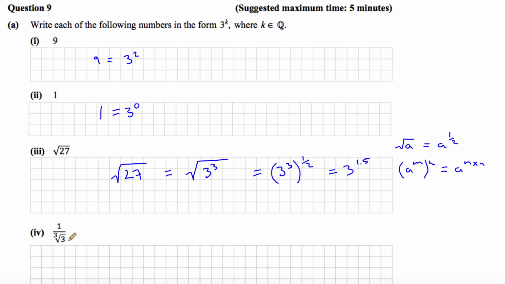Number 4, 1 over the cube root of 3. Okay, so 1 over the cube root of 3, well, that's equal to 1 over 3 to the power of a third. The cube root of a number can be written as that number to the power of a third. And then if we have 1 over a base to a power, we can use the rule in our tables book. 1 over a to the power of p is equal to a to the power of negative p. So 1 over 3 to the power of a third is equal to 3 to the power of negative a third. And minus a third is an element of the set of rational numbers.